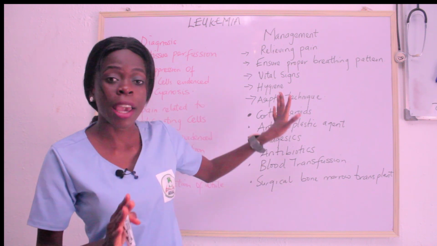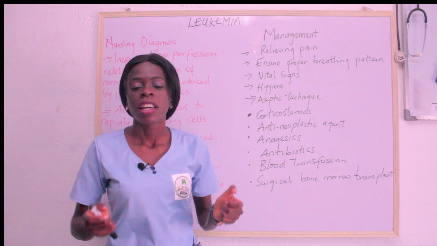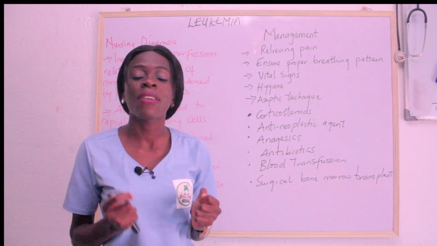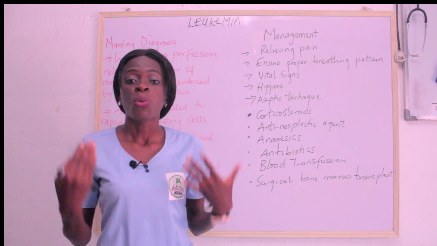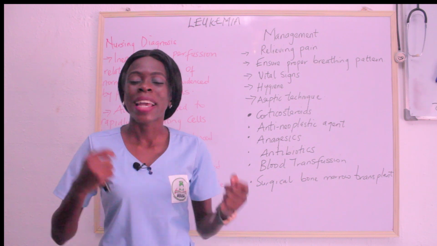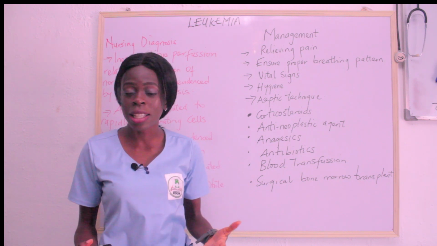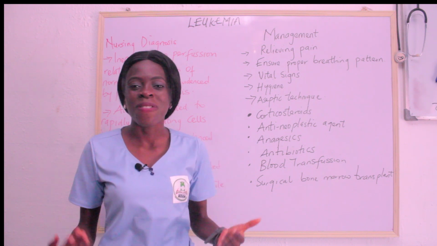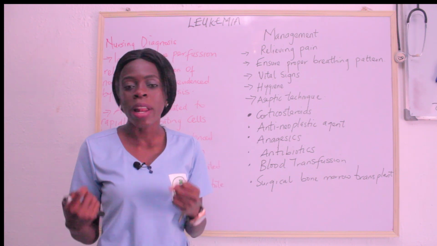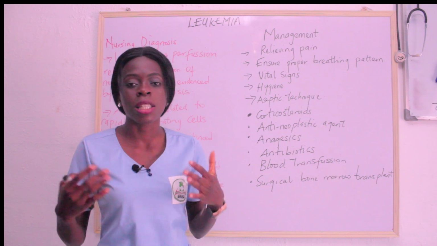Then the first here is relieving pain. In leukemia, this patient is having severe pain. So you as a nurse should take into consideration relieving this patient's pain by giving prescribed analgesics, providing hot or cold compress, providing diversional therapy can go a long way to ease the patient's pain.